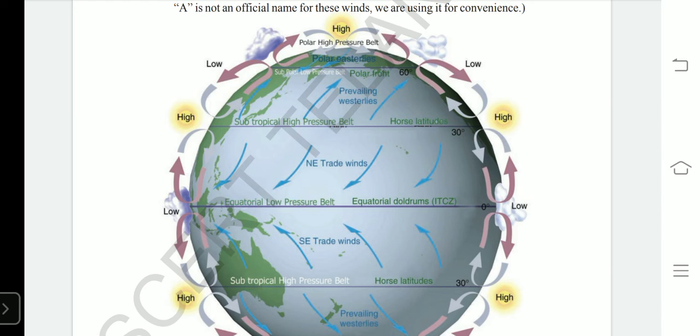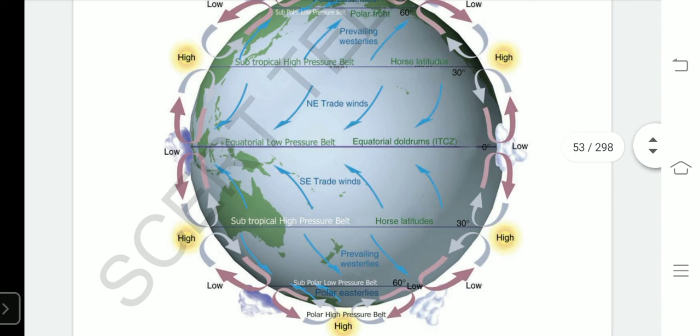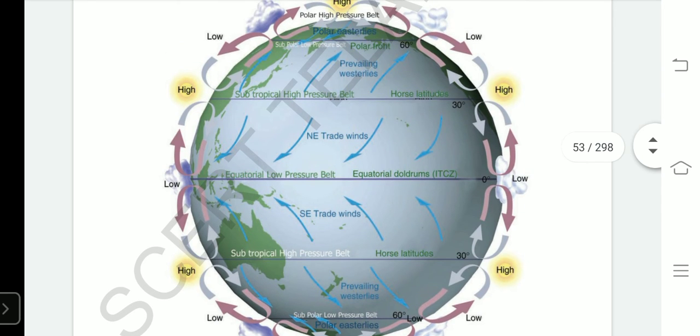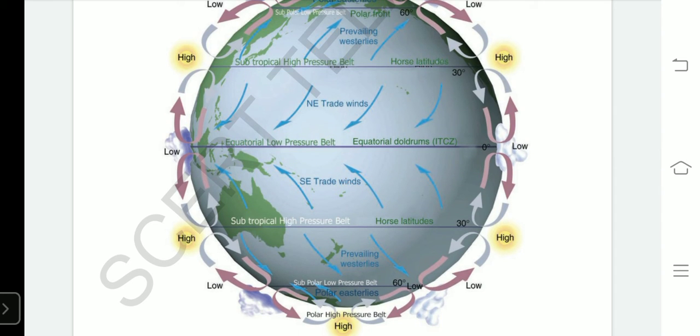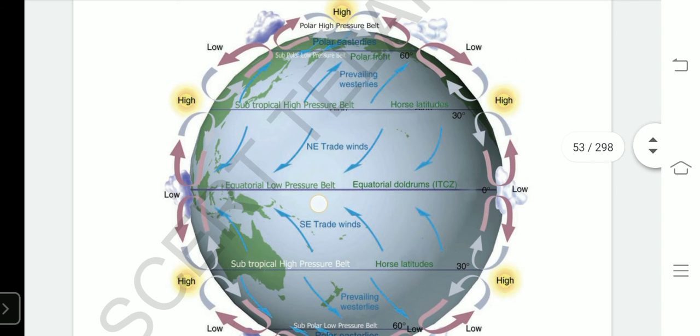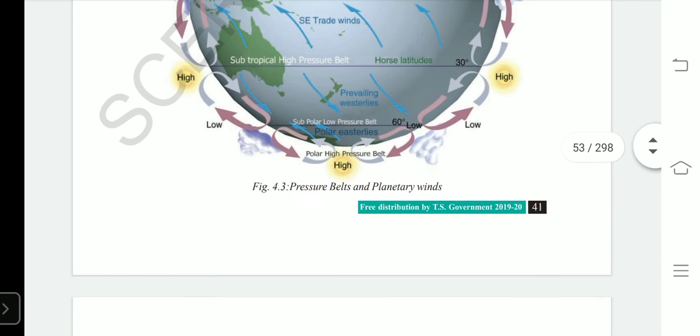So actually this air in the northern hemisphere and in the southern hemisphere should blow in a straight line. But they are bending towards northeast in the northern hemisphere and southeast in the southern hemisphere, because there is the Coriolis effect. We know that the earth is rotating. As the earth rotates, along with the earth, the winds also will bend. Right? So let me take you to another diagram.